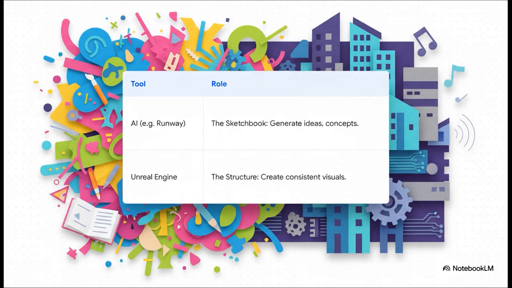And you can even bring AI into the mix as a creative partner. Think of AI image generators as your concept artist, your sketchbook. Use them to come up with wild ideas, unique textures, and strange concepts. Then you take that raw inspiration and bring it into Unreal. Unreal is the structure. It's what turns that cool-looking but one-off AI image into a real, three-dimensional space you can use again and again.